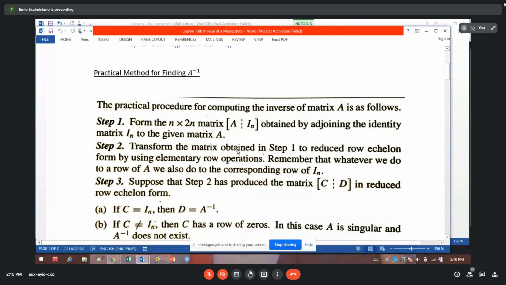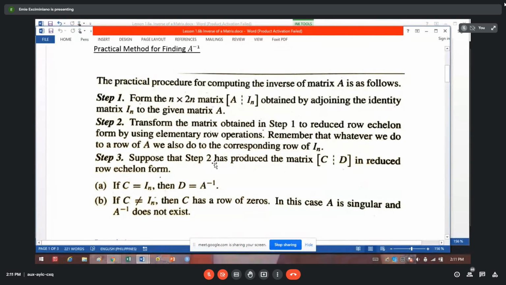Okay? So, transform the matrix obtained in step 1 to reduced row echelon form. Okay, i-apply natin yung reduced row echelon form o Gauss-Jordan elimination. Remember that whatever we do to a row of A, we also do to the corresponding row of IN or identity matrix. Damay silang lahat, okay? Walang iwanan, lahat damay. Yun lang ibig sabihin nun.